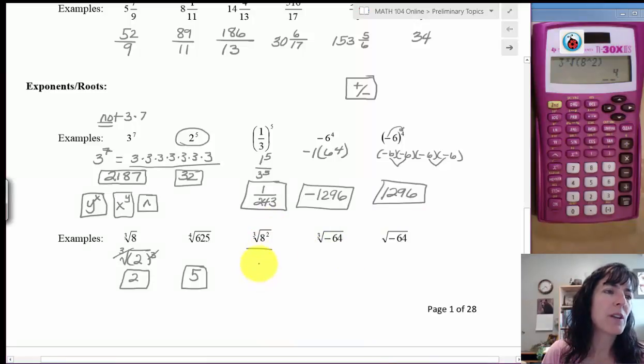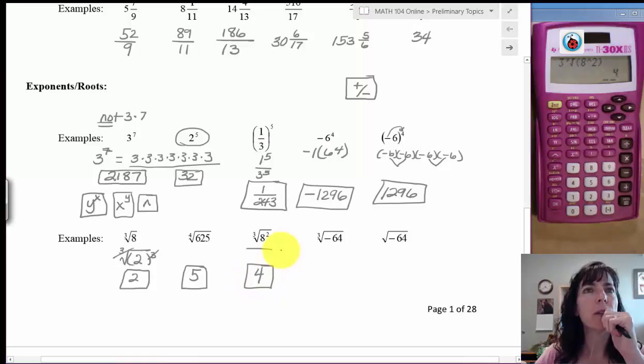So 8 squared is 64. Okay, so it does make sense. But I don't know which order it's doing it. It doesn't matter, does it? Okay. So cut out all that, the mess. Let me start that one over again.